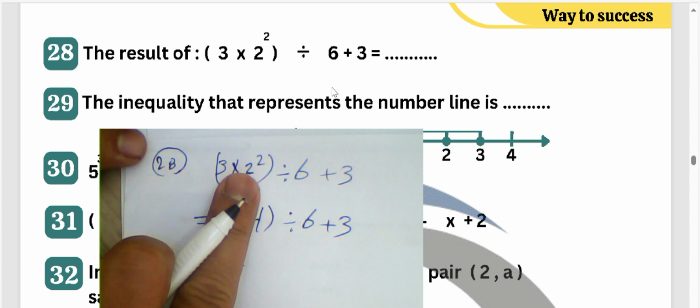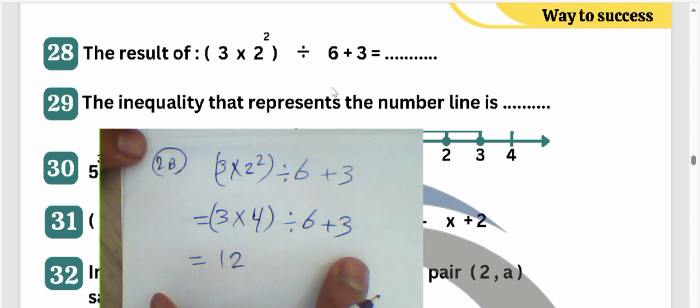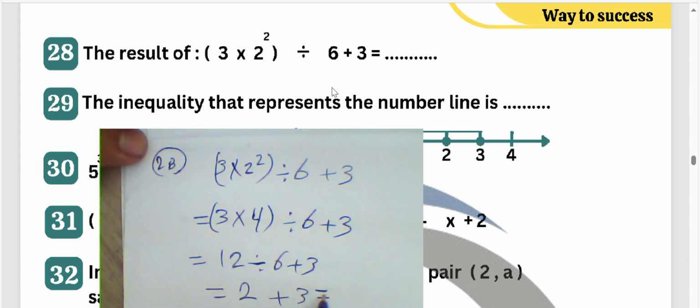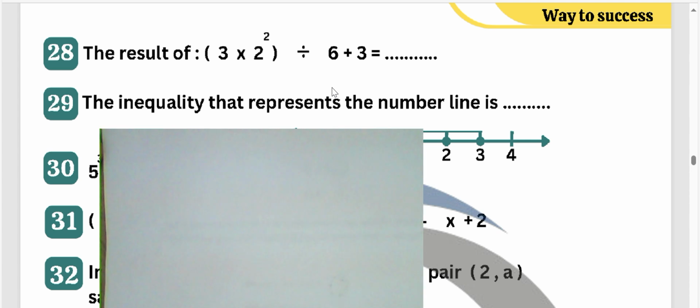Parentheses first, exponent next. Multiplication and division in the same step. Addition and subtraction from left hand side to right hand side, first come, first serve. Then 12 divided by 6 plus 3. 12 divided by 6 is 2. 2 plus 3 is 5. Next question, number 29.